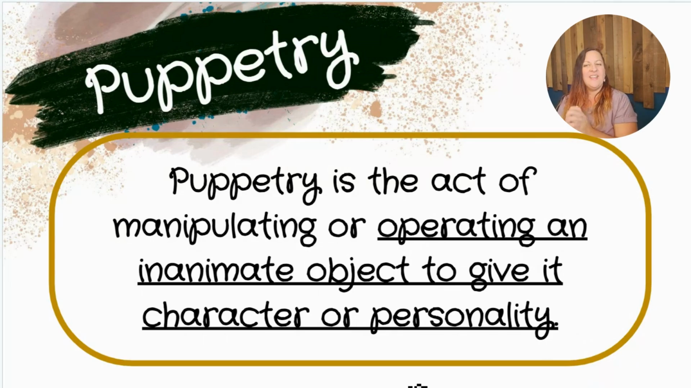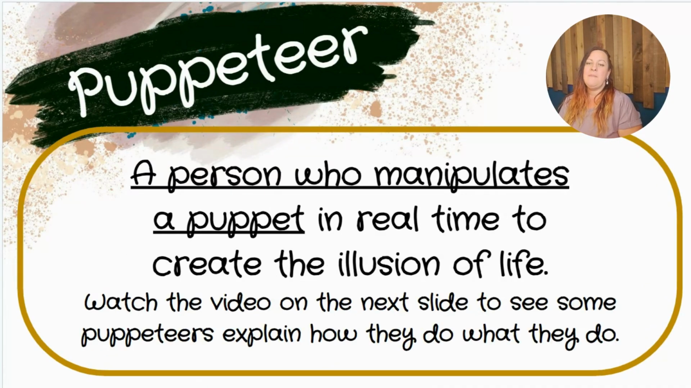So I would say, welcome. So puppetry is the act of manipulating or operating an inanimate object to give it character or personality. If you are not giving it character or personality, then it is not operating a puppet. You can't just have something and move it around. It has to have a voice. It has to have some kind of a character. And then a puppeteer is a person that manipulates the puppet in real time to create the art of illusion.